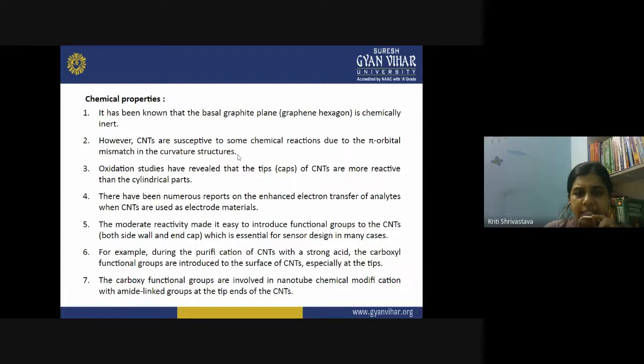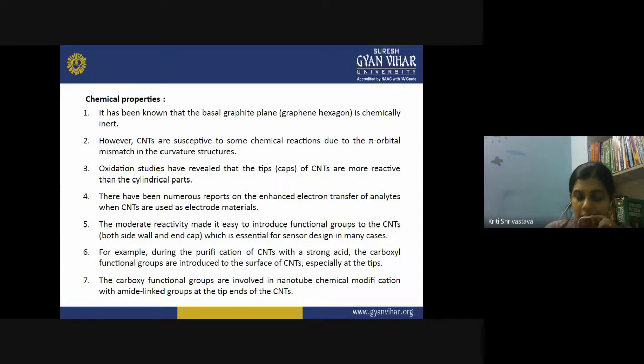But the CNTs are susceptible to some chemical reactions due to pi orbital mismatch in the curvature structure. On their curvature, there could be some pentagons present, that is due to the pi orbital mismatch. And at these places, the nanotubes are now susceptible to some chemical reaction. So, oxidation studies have revealed that the tips, or you can say the caps, of carbon nanotubes are more reactive than the cylindrical part.